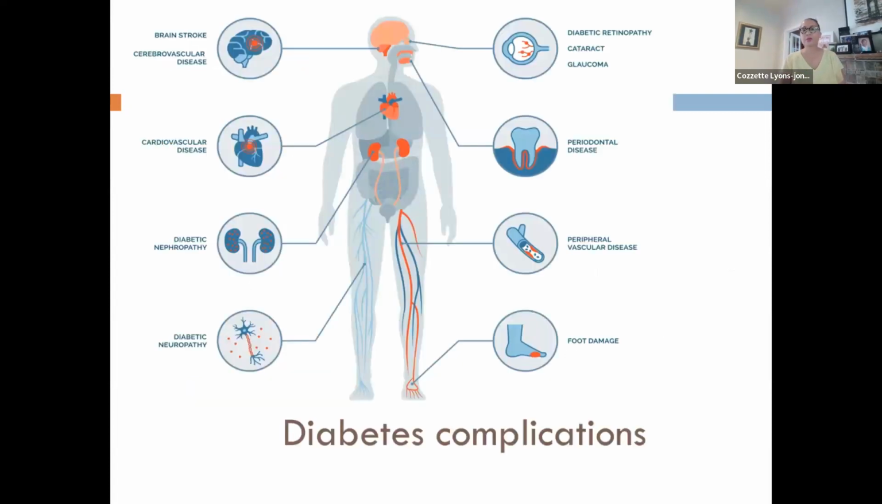And we know that there's various complications: cataracts, glaucoma, periodontal disease, heart disease, strokes, kidney disease, which we call diabetic nephropathy, peripheral vascular disease. We have poor circulation and decreased pulses in your lower extremities. You don't get good blood flow down there. That can lead to limb loss. Nerve damage also can lead to limb loss, because you don't feel when you bump your foot.